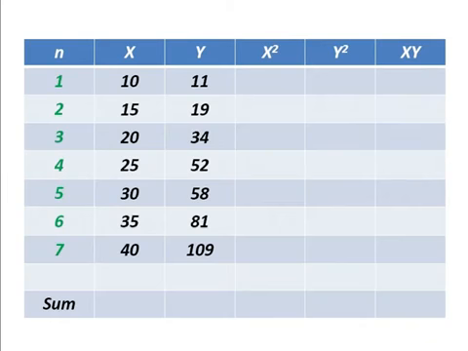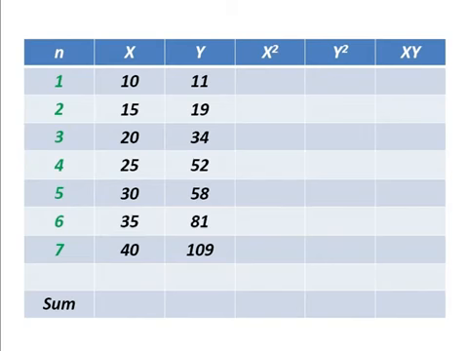Now you'll notice the way I've set up the table. This is for a convenient calculation of all the relevant terms. I also have an x squared column, a y squared column, and an xy column. Also, at the bottom I've left room to sum up each column. On the left hand side I have the index, for example, the first, second, third, fourth, fifth, sixth, and seventh case.